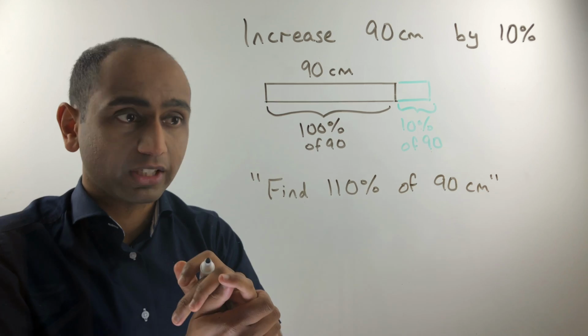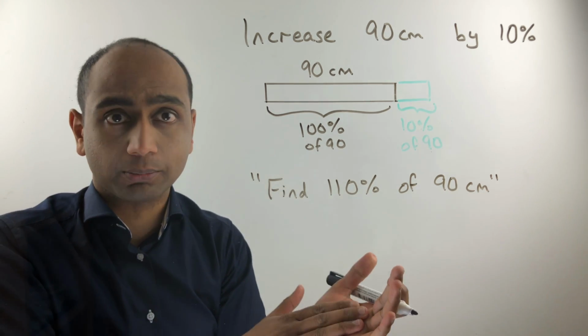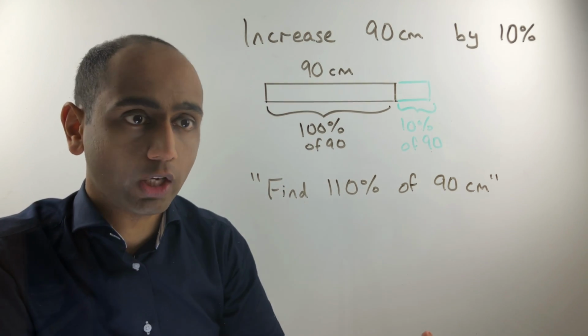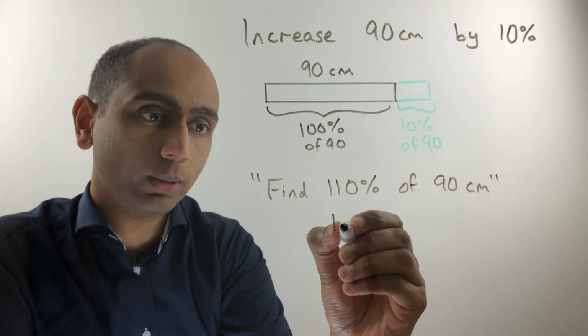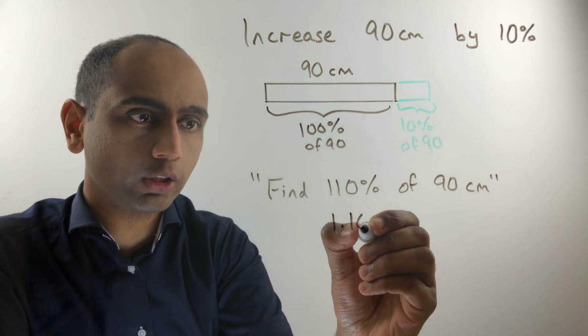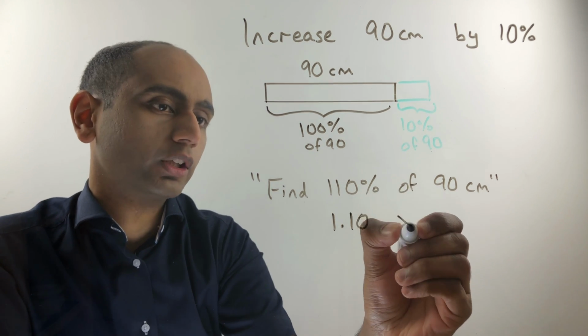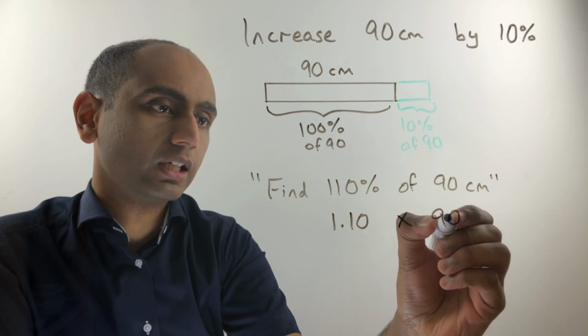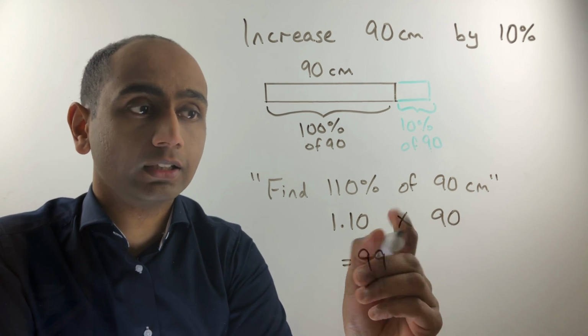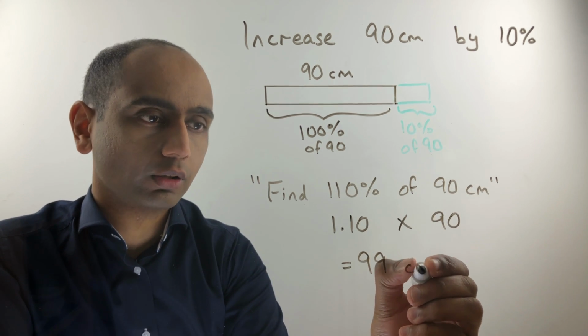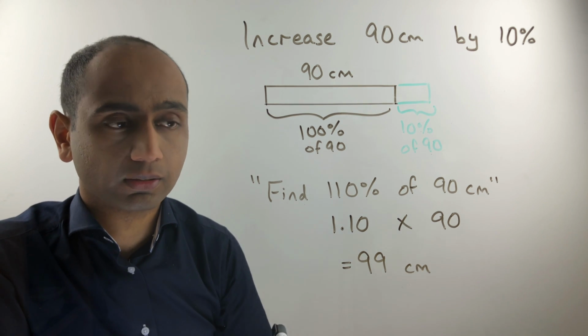And just like we've done in the previous examples, we've now turned this into something that we knew how to do in part 1. 110% as a decimal is 1.1 or 1.10 if you prefer. We're going to multiply that by 90, and that gives us an answer of 99, and we're dealing with centimetres, so that's 99 centimetres.